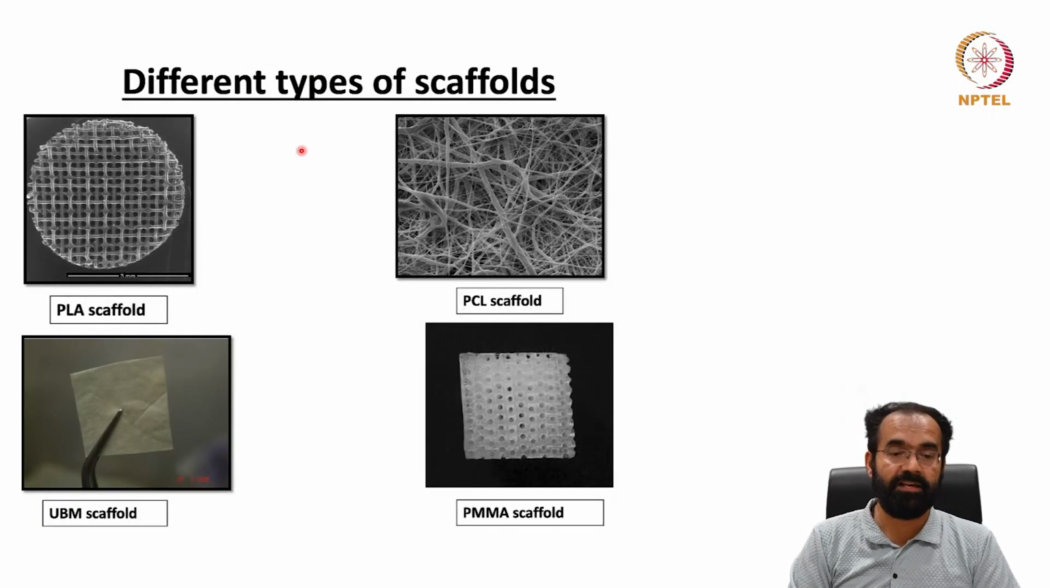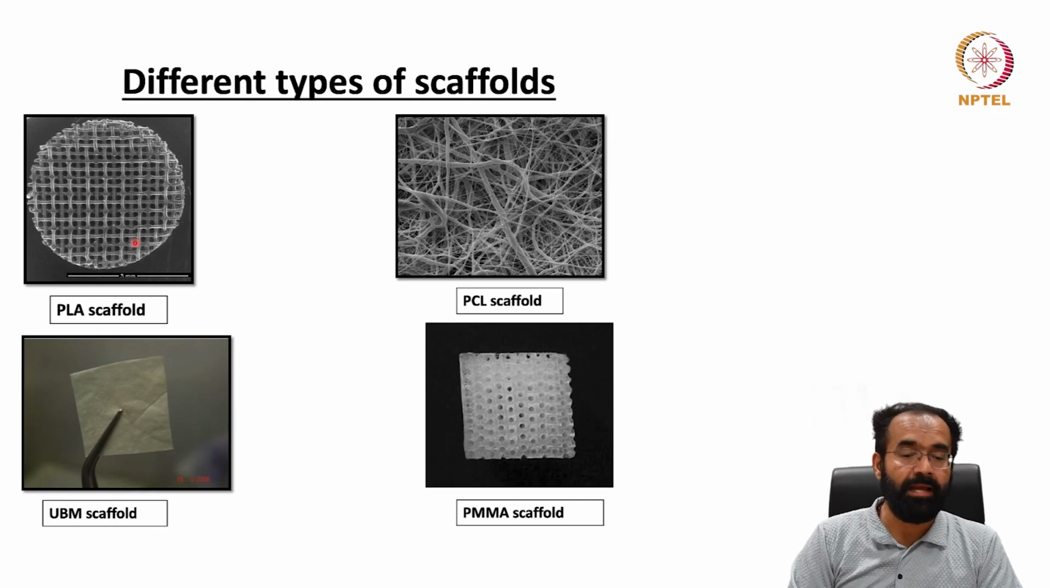So some pictures are given here, different types of scaffold, just for understanding. Don't worry about the full forms of the scaffolds: what is PLA, what is PCL, what is UBM, what is PMMA scaffold. No, don't worry about it. I am showing this just to get an idea about how they look.